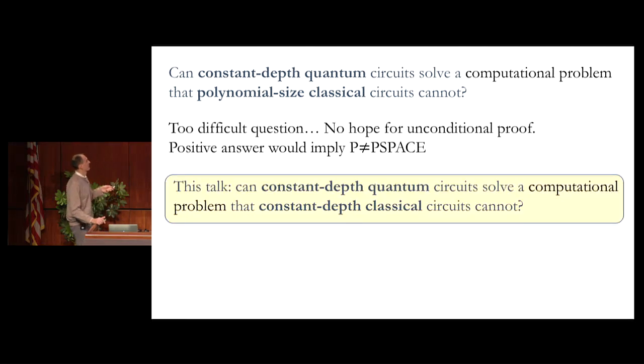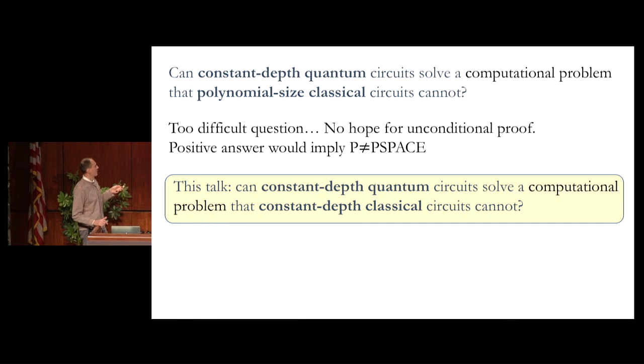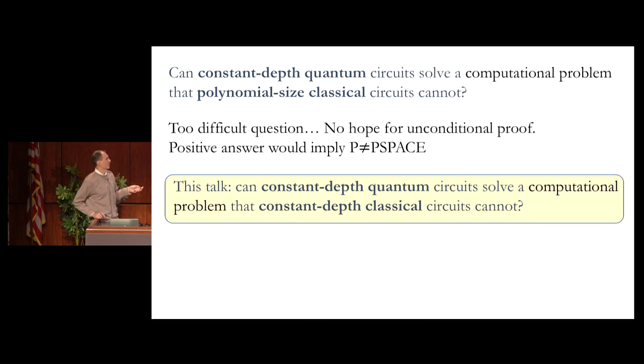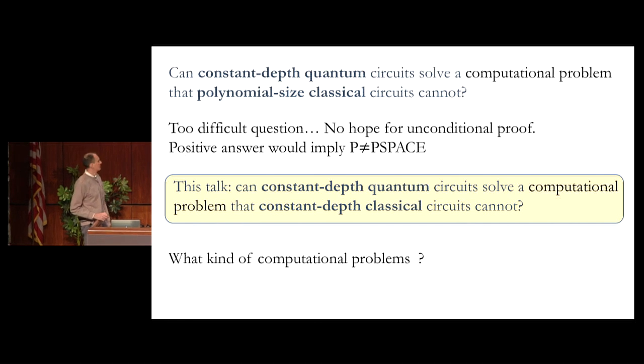And here we ask perhaps a simpler question. We ask whether constant depth quantum circuits can solve some computational problem which is hard for constant depth classical circuits. So we are comparing quantum circuits and classical circuits, but in both cases we restrict to constant depth. We will see that this is a much simpler question. But it turns out that the answer depends on what exactly we mean by a computational problem.